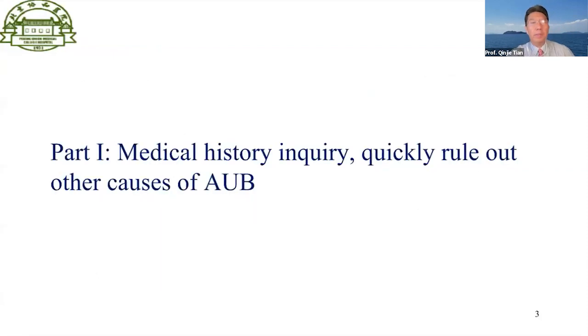Part one, the medical history. Conducting a thorough medical history inquiry is essential to promptly exclude other potential causes of abnormal uterine bleeding and provide a basis for the accurate diagnosis of AUB-O.